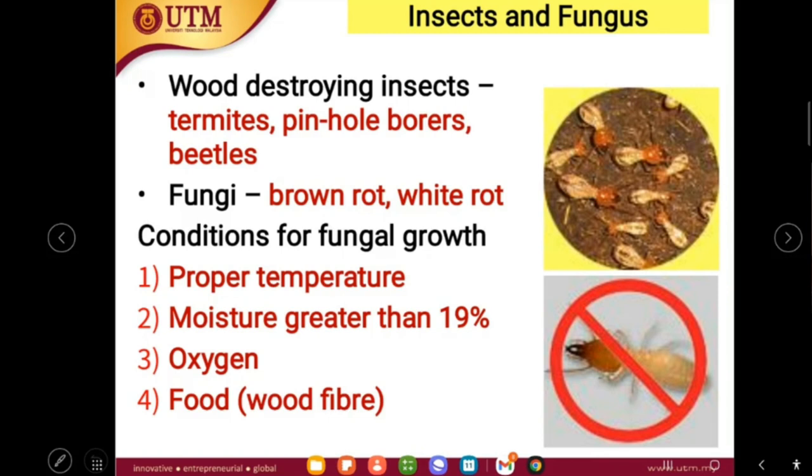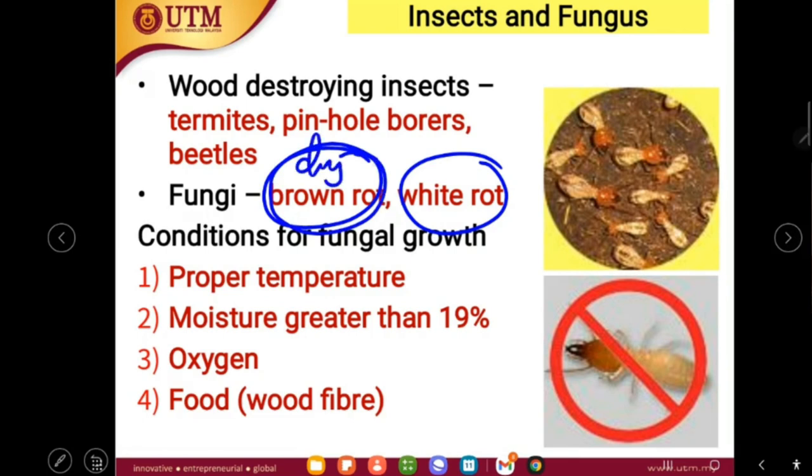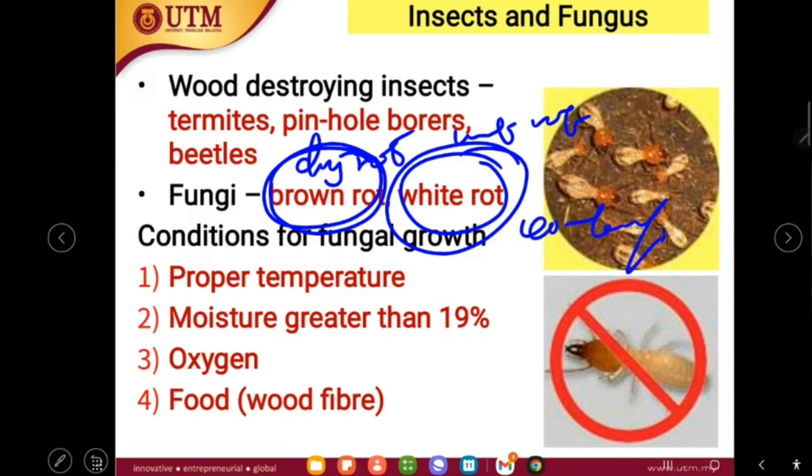And then also the fungi. For fungi, we have the brown rot, and also we have white rot. Actually, we have already encountered this and this. So this brown rot is what we call dry rot, and then this is the wet rot. This normally happens when the moisture content is about 40 to 60%, this one just now, and this one is 20% to 40%, when the weight of the water in the timber.